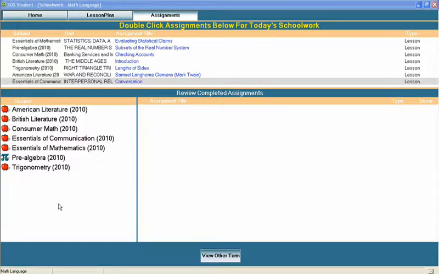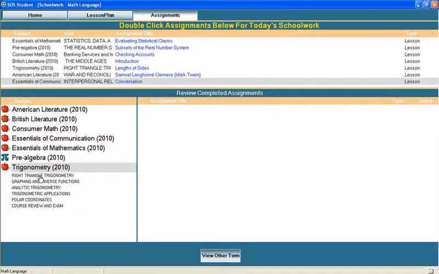Welcome to Switched On Schoolhouse Trigonometry. In this half-credit advanced math elective, your students will study units that cover topics like right triangle trigonometry, analytic trigonometry, trigonometric applications, polar coordinates, and much more.